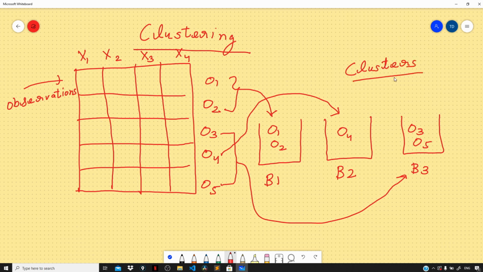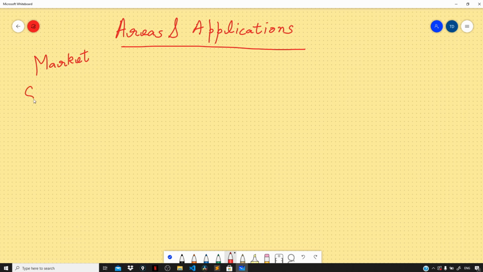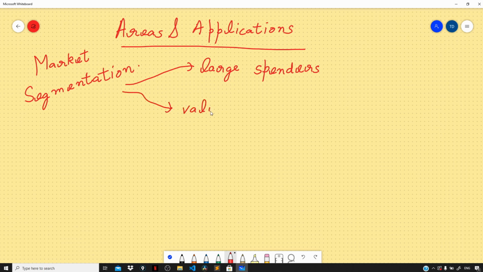Now let us understand a couple of areas where clustering is being used, areas and applications. One of the areas is market segmentation. Let us take an example of a shopping mart where they have all kinds of customers and the mart targets different people through advertising depending on their interests, requirement and budget. So we have people who are large spenders. Then we have another category of people who are value for money type. Then third we can have small spenders.